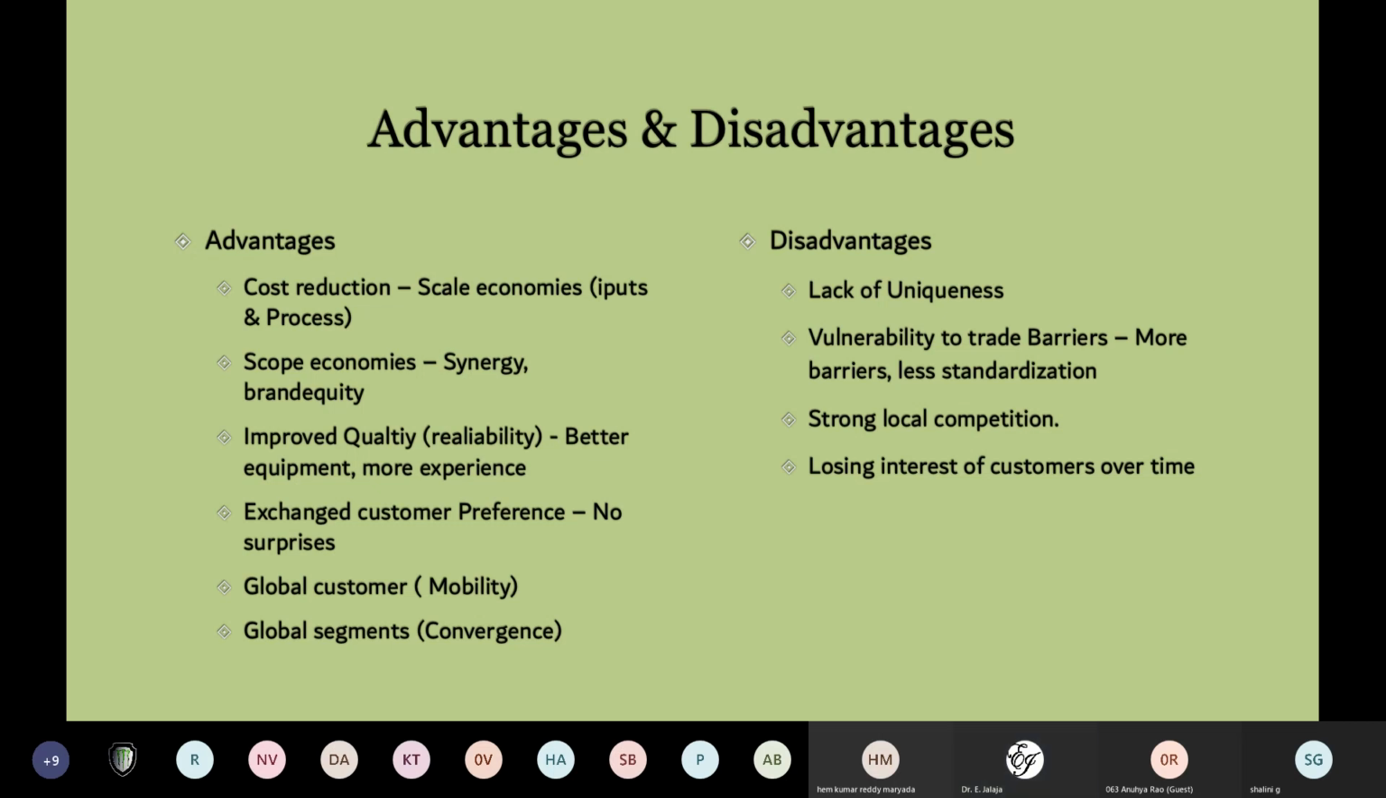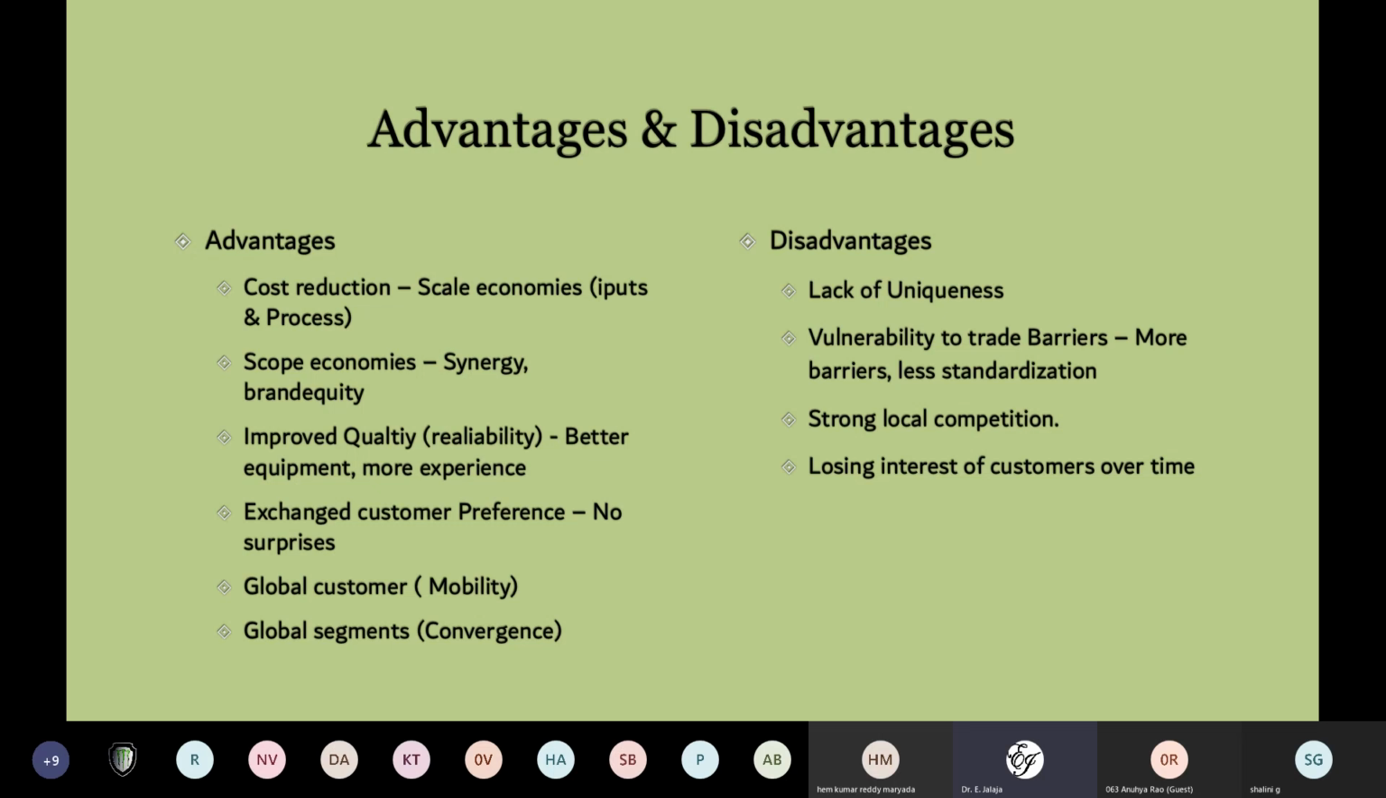And as there are no surprises, changed customer preference will be less. And you have global customers. The mobility will be very high. Mobility of your product is really high. And the convergence rate is also high. It is advantageous. What about the disadvantages?